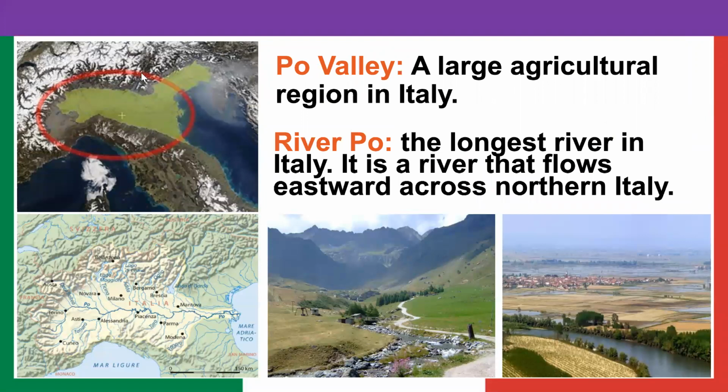We have Po Valley, which is a large agricultural region in Italy. It's a large flatland. And the River Po, which is the longest river in Italy. It's a river that flows eastward across northern Italy. Okay, we can see it here in these images. And we can see it in this map up here as well.